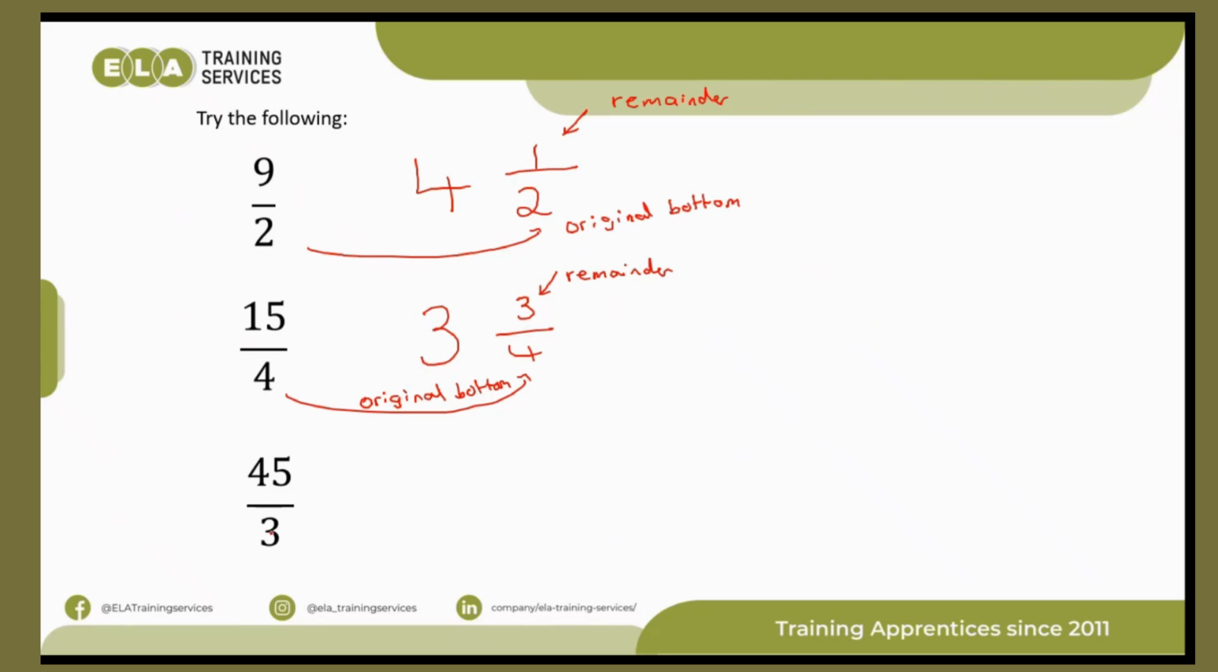And then our last one, how many 3's into 45? We can actually put this into bus stop. How many 3's into 4 is 1 with 1 left over. 3 into 15, and our answer is just 15. We have no remainder. It'd be 15 wholes.